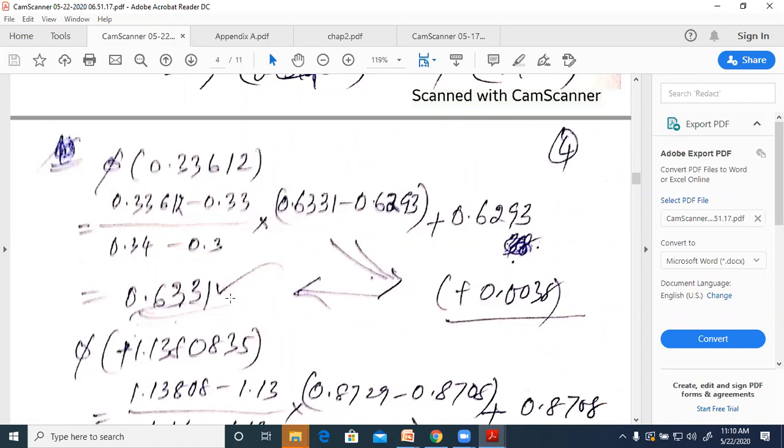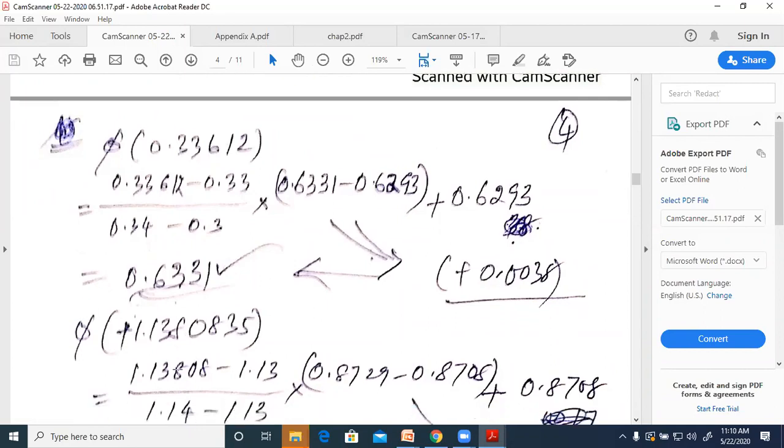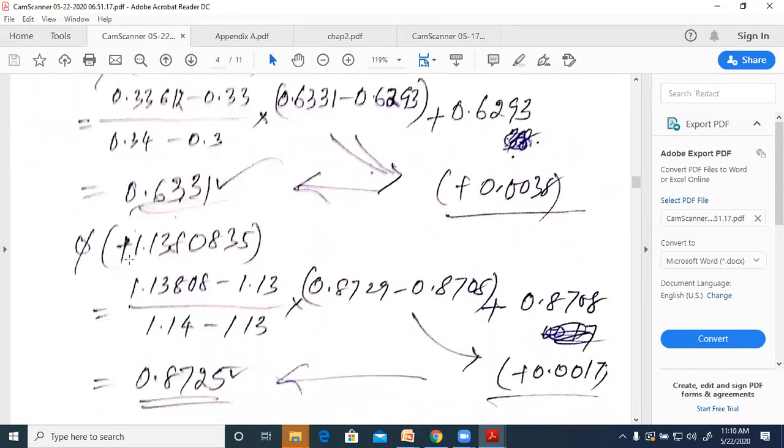0.6331. Now this will just correspond to the value, which is 0.0038, and that has to be added to it, and hence we'll get this. Similarly, 1.138035 is what we need to find out. For values which are given in the table, either 1.13 or 1.14, the rest of the thing is that difference, 80835, which we need to check.